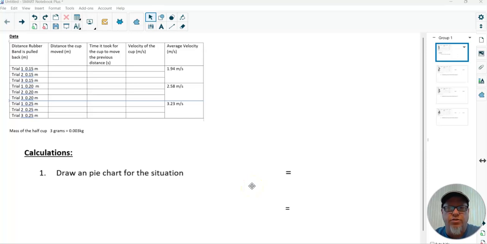Good morning, physics students. I am recapping the lab that we did where we shot the rubber band into the plastic cup. The very first question in your lab, once you were trying to do the lab, was to develop a pie chart for the situation.